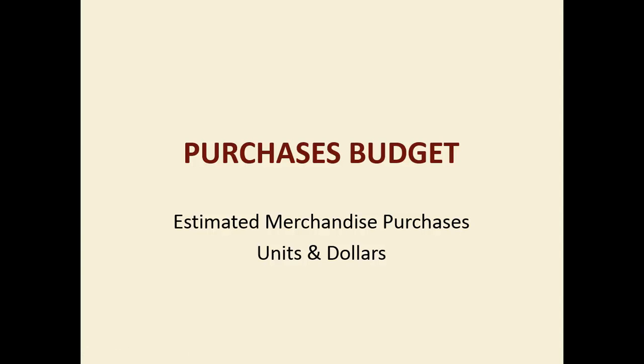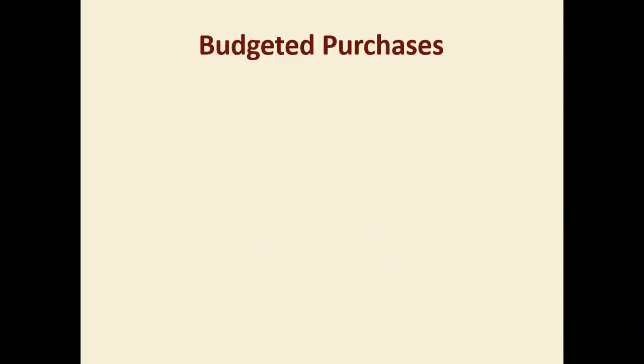So after you've developed your first budget, that sales budget, then you can proceed to all the other budgets. And the next one usually in order is going to be your purchases budget. You're estimating merchandise purchases based on what you came up with for your estimated sales budget. And this will first calculate it in units and then in dollars.